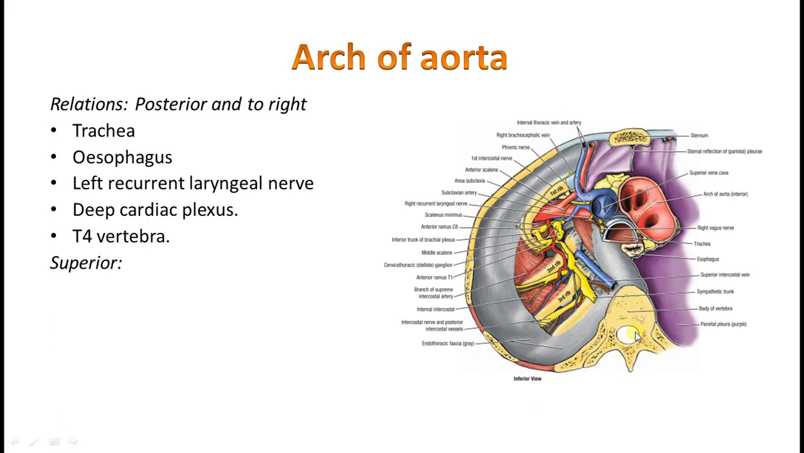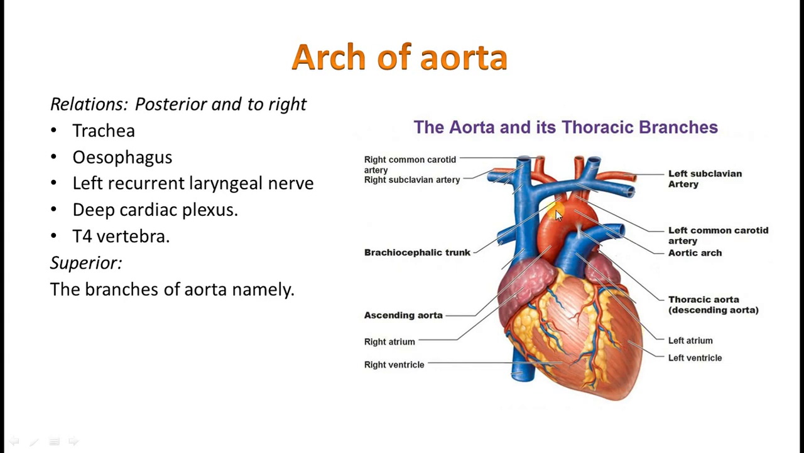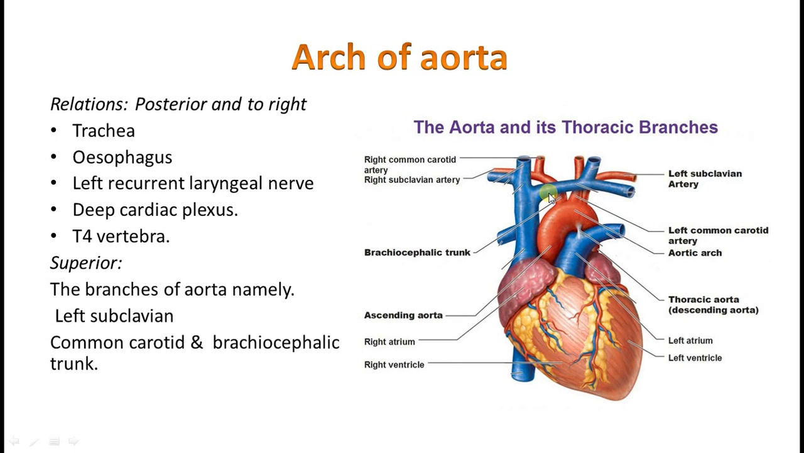The superior relations are very easy to remember. They are simply the branches of the aorta: the right brachiocephalic, left common carotid and left subclavian. All three are crossed by the left brachiocephalic vein. They form the superior relations.